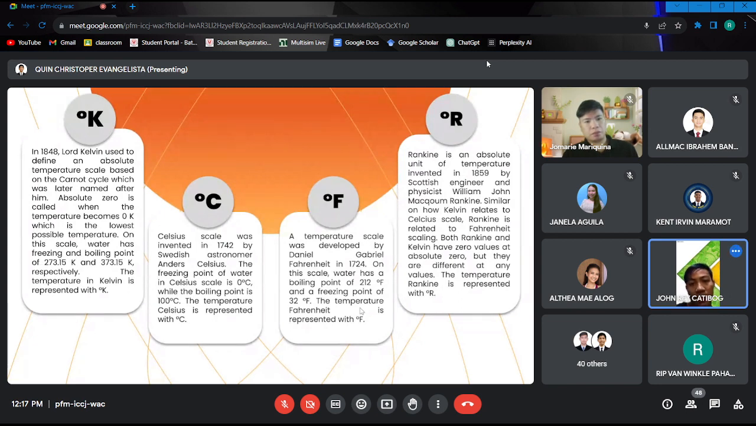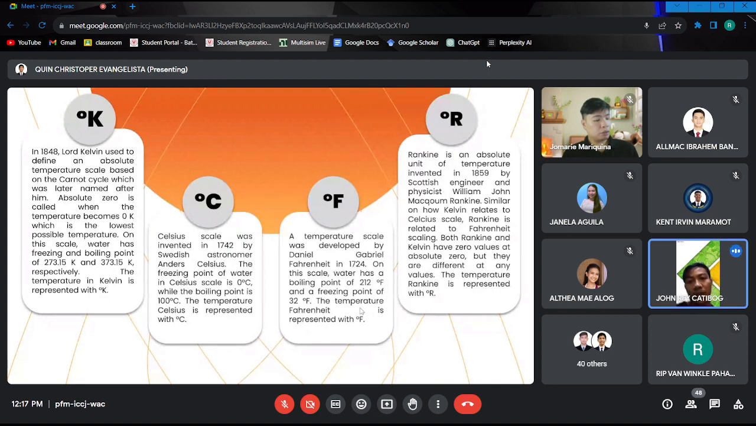Next is the degree Fahrenheit. The temperature scale was developed by Daniel Gabriel Fahrenheit in 1724. On this scale, water has a boiling point of 212 degrees Fahrenheit, which I stated earlier in the fun facts of temperature, and a freezing point of 32 degrees Fahrenheit. The temperature in Fahrenheit is represented with degree Fahrenheit.